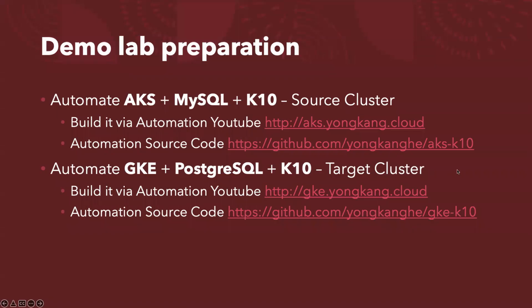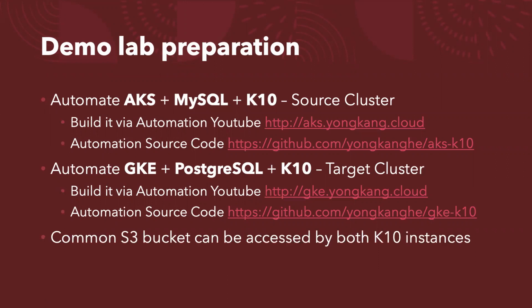So how to make the migration work? I want to migrate MySQL running on the AKS cluster to the Google Cloud GKE Kubernetes cluster. So I need to find a common storage bucket. A common S3 storage bucket is required that can be accessed by both of the Kubernetes clusters.